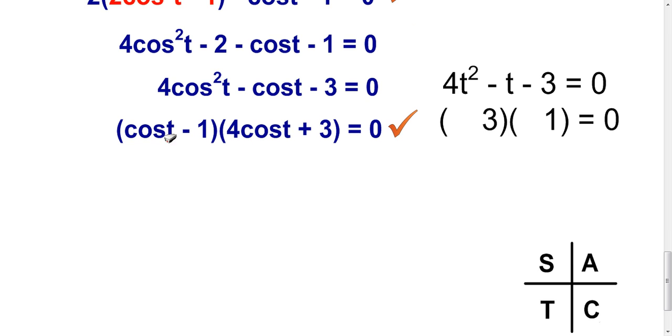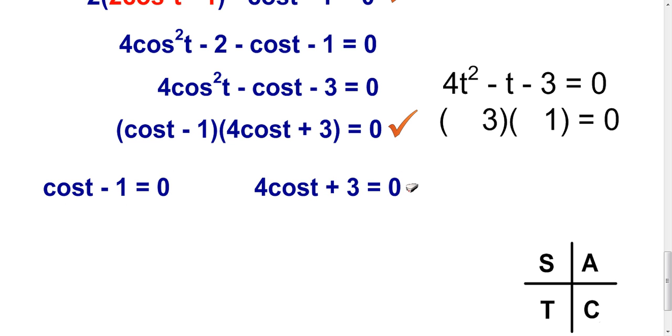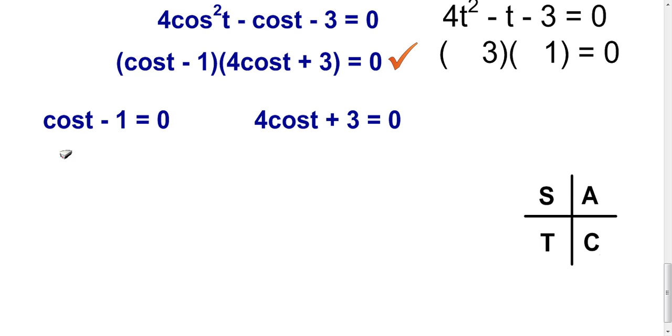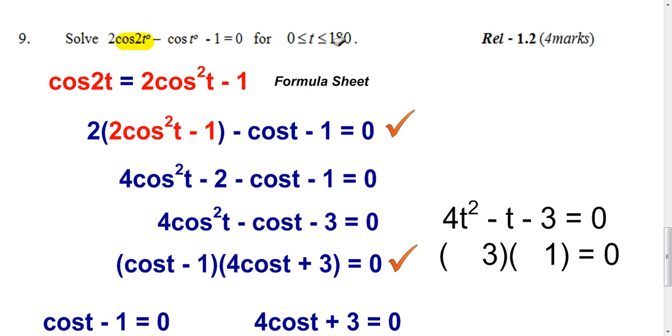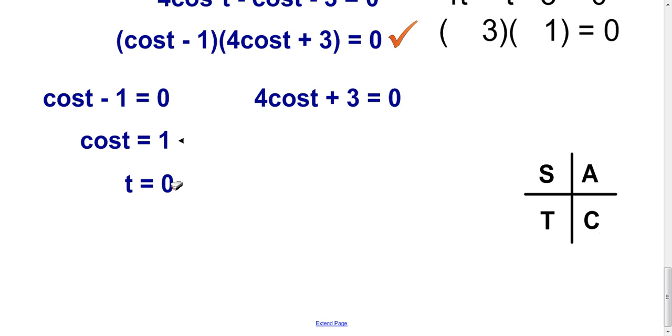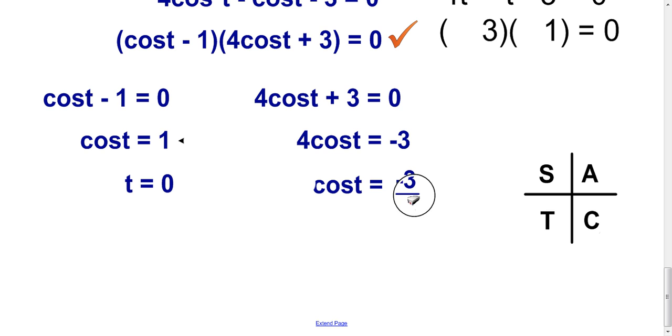Okay, so either that bit's going to be equal to 0 or that bit's going to be equal to 0. So I'll set that up like this. And if we can solve these two things, we're going to get the right answers. So cos t equals 1. So the answer to that, if you inverse cos and think where the cosine wave is 1, it's going to be 0 or 360. But if we look at up here, we're not interested in 360, so we'll just put 0. In this one, take away the 3 and divide by 4.